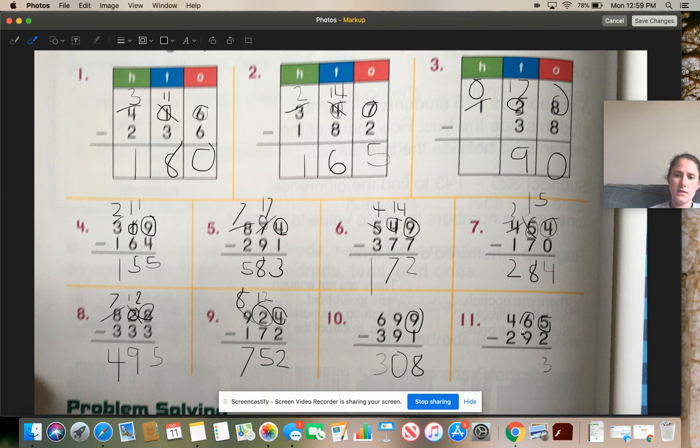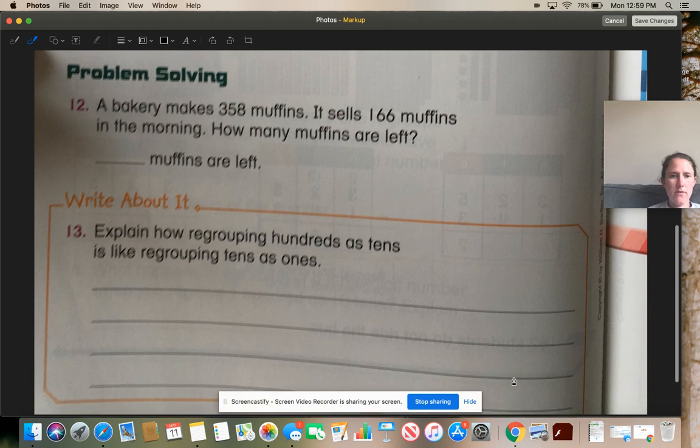My 6, can I take 9 away from 6? No, I can't. So I have to go next door, get some more, and my 4 becomes a 3, and my 6 becomes a 16. 16 minus 9 is 7, and 3 minus 2 is 1. Okay. Now we just have our problem solving.